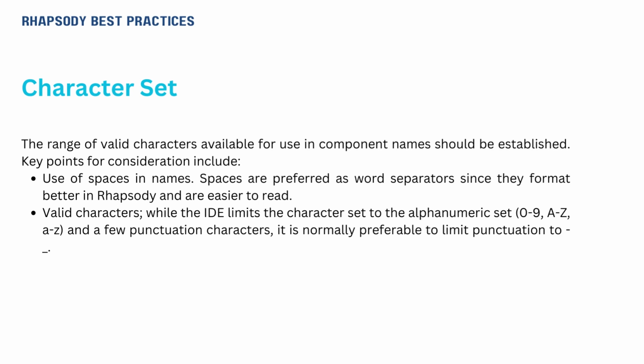Character set. The range of valid characters available for use in component names should be established. Key points for consideration include use of spaces in names. Spaces are preferred as word separators since they format better in Rhapsody and are easier to read. Valid characters: while the IDE limits the character set to the alphanumeric set 0-9, A-Z, a-z and a few punctuation characters, it is normally preferable to limit punctuation to a minimum.